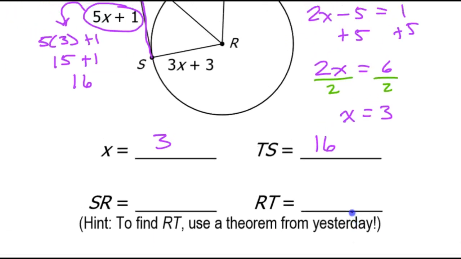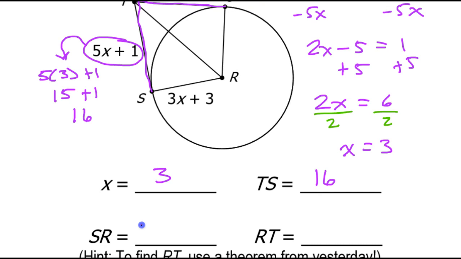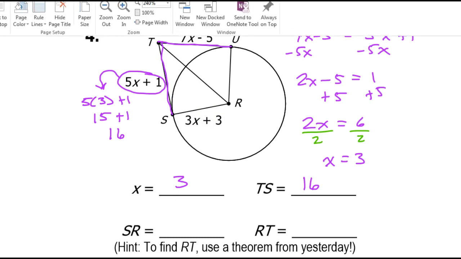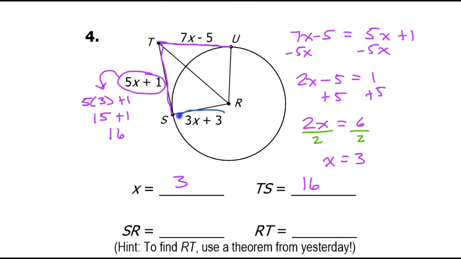Oh, there's more. Now we're supposed to find SR. Well, SR is down here. I feel like I should change colors now. This is SR. So that's going to be, again, x is 3, so that means 3 times 3 plus 3. So that's 9 plus 3, so that is 12. So SR is 12.